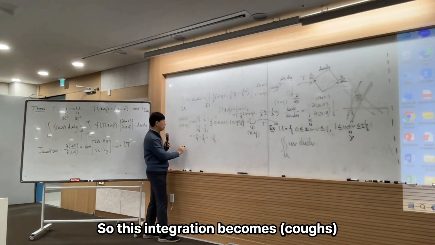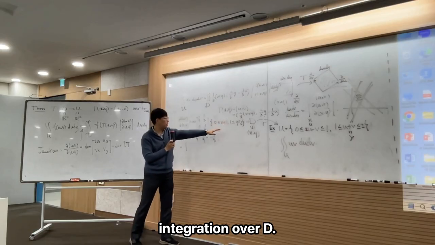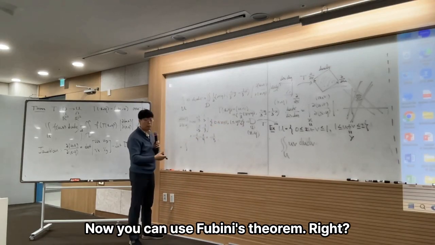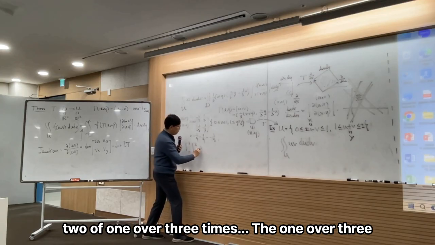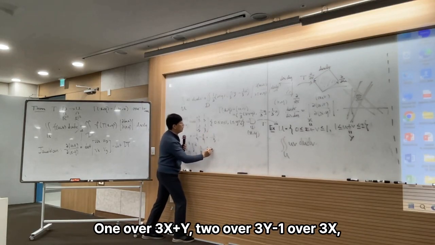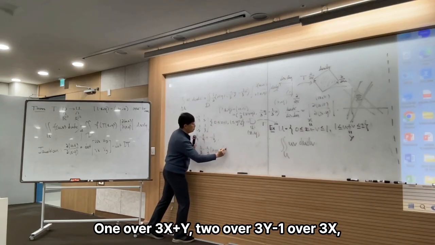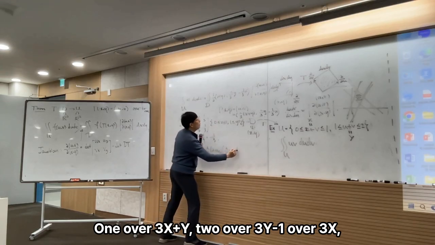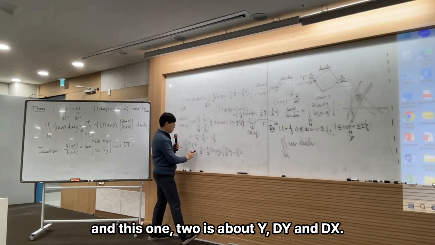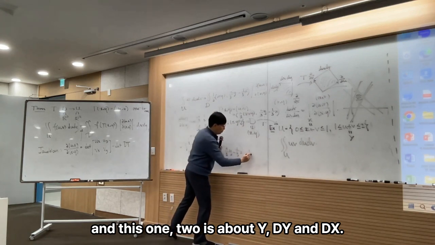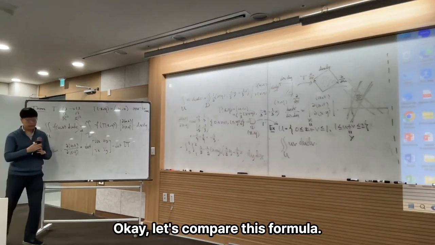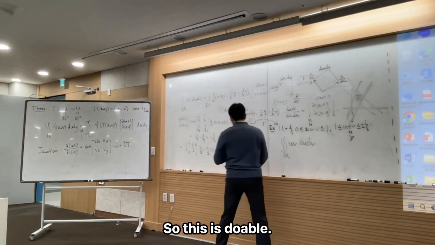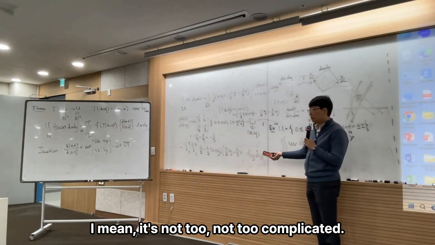So this integration becomes an integration over D. Now you can use the Fubini theorem, right? It's a rectangular shape, 0 to 1 and 1 to 2, of 1/3 times, where the 1/3 comes from the Jacobian, 1/3 x plus y, 2/3 y minus 1/3 x, and this 1 to 2 is about y, dy and dx. Okay, so this is doable. It's not too complicated.